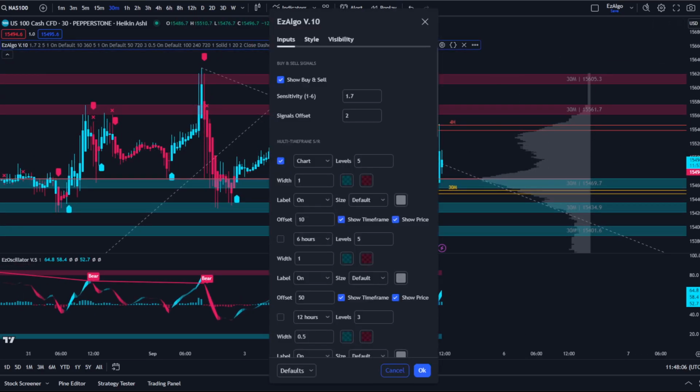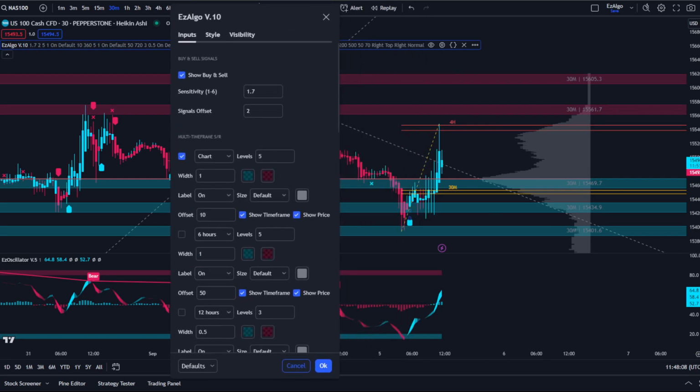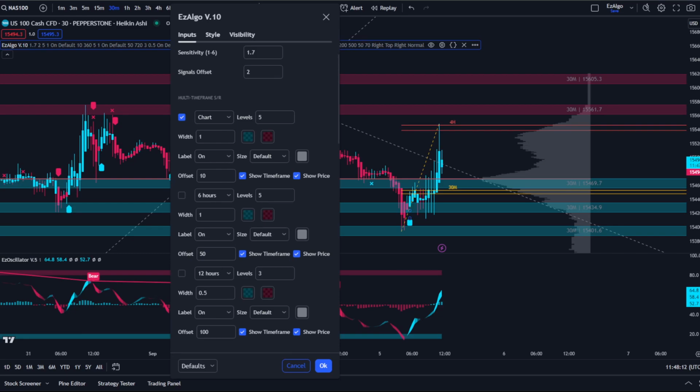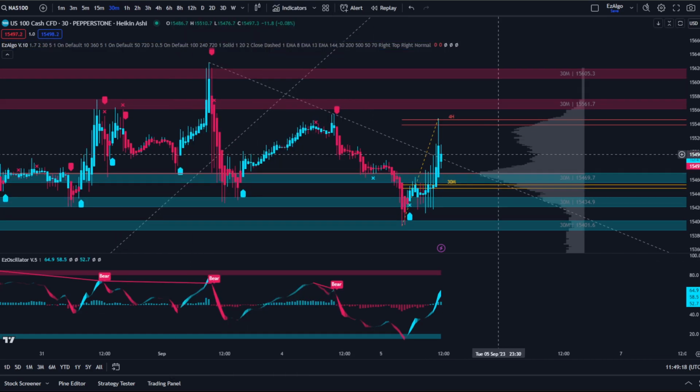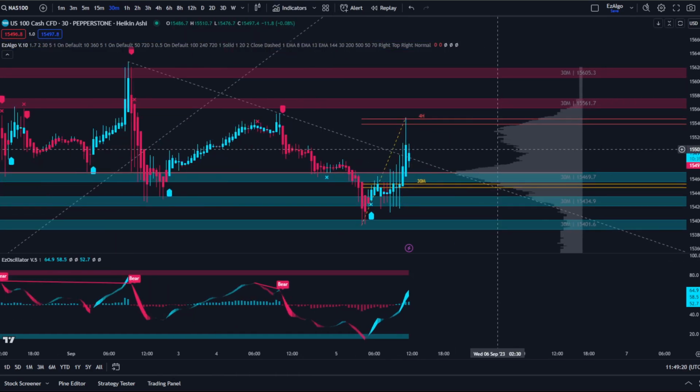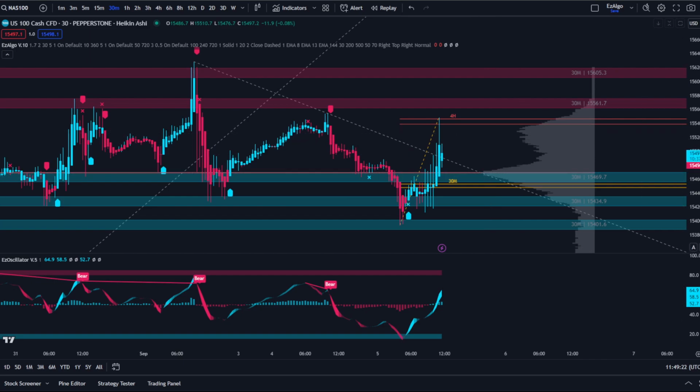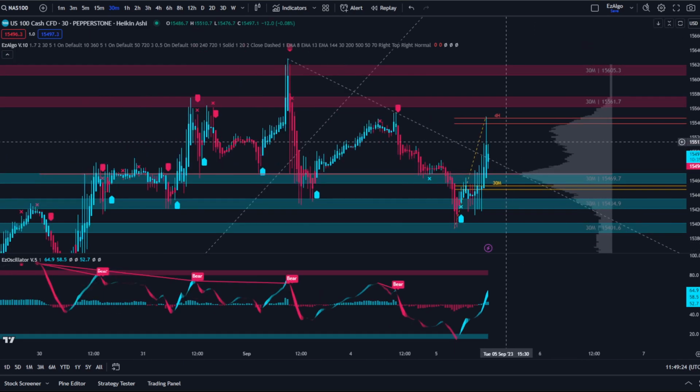Now let's jump into the settings real quick and talk about some of the new inputs. So the buy and sell signals are the same. Obviously, we have the multi-time frame support and resistance zones. By default, it will be on chart. You can change this to whatever time frame you like. I personally like the 6-hour support and resistance levels, depending on what time frame you're entering on, right? But I really like the 6-hour SR levels. But since we're on the 30-minute time frame, we're just going to keep these settings by default and have these 30-minute support and resistance zones.